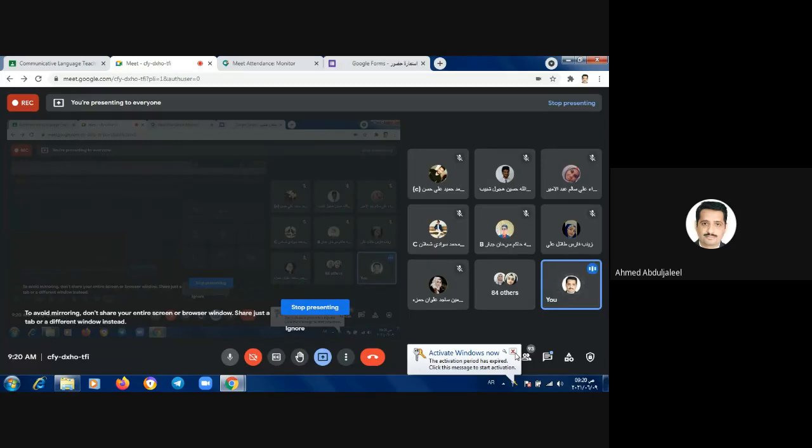So here, the job of the teacher is to train students to have models, and these models should be taken from everyday life situations. That is what? Authentic material. So they are going to listen to what? To dialogues, conversations, those that learners are likely to encounter when they use the language outside the classroom. So this is the aim.